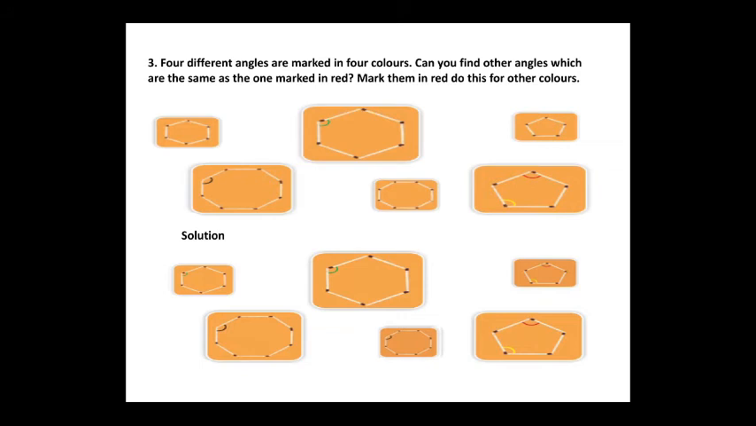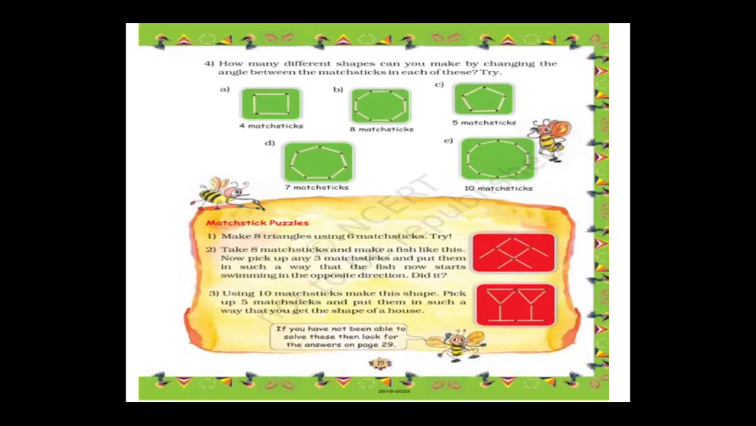And the red color is marked on a pentagon, right? Inside the pentagon you can observe the red color is marked at the top of that pentagon. In the other figure, you have to mark the top only. And the octagon you do the same way. How many different shapes can you make by changing the angle between the mastics in each of these? You can do it. I already told you different shapes you can make. You can do it, and the mastic puzzles also you can read and do.